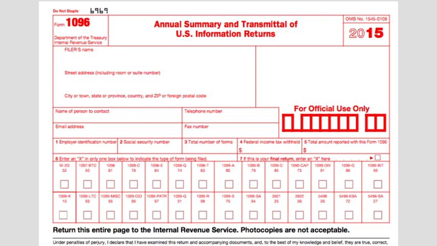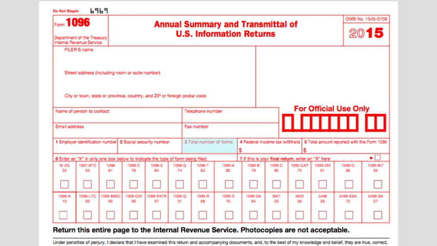Completing the Form 1096 is fairly straightforward. The form asks for the filer's information, which is your business information, your name, address, contact info. In Box 1, enter an EIN if you have one, or your Social Security number in Box 2 if you don't have an EIN. But do not enter both an EIN and a Social Security number.